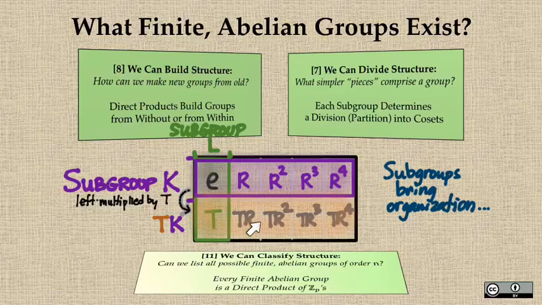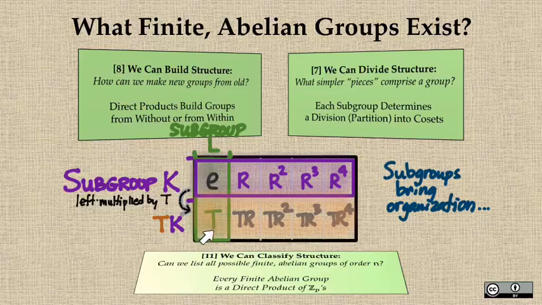And so we call that set of elements T times K. If K is this subgroup, T times K is going to be this second row. Now, T times K is not going to be a subgroup. Give me one good reason why T times K is not a subgroup. The most obvious reason, I think, why the second row is not a subgroup is the identity element's not there. So it doesn't satisfy the identity property.